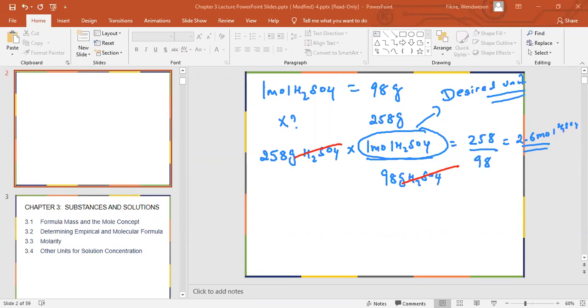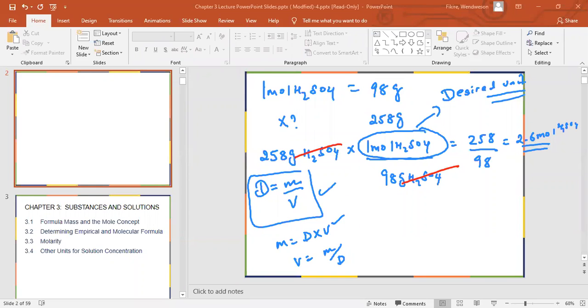Know how to calculate density. I think we talked about density in chapter 1. Remember the formula for density equals mass over volume. This is the original formula. From here you can also calculate mass equals density times volume, and volume equals mass over density. Practice examples were given regarding this. You can look at those and practice how to do the calculation.